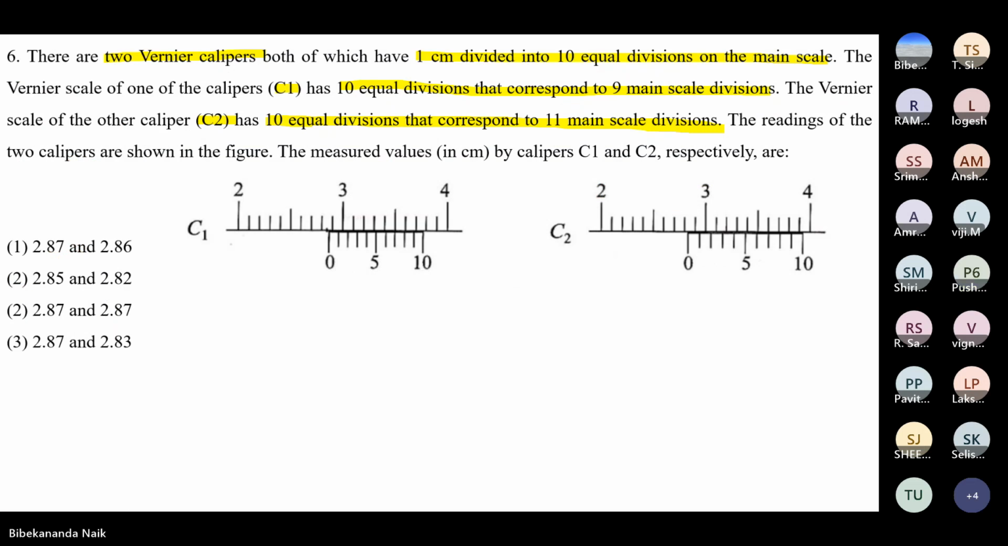Answer 2, sir. Sorry, once again. What is the answer? Correct option is, you are saying 2.